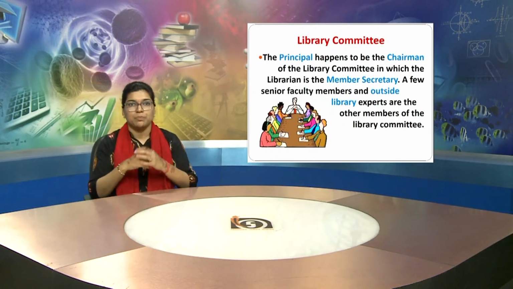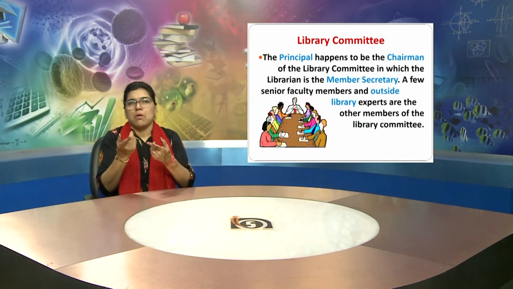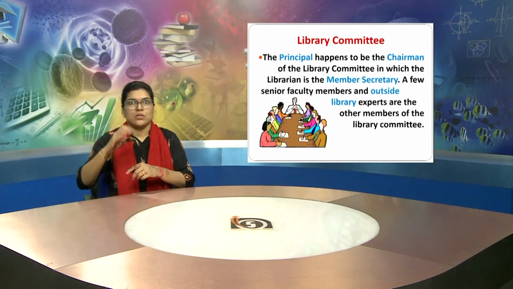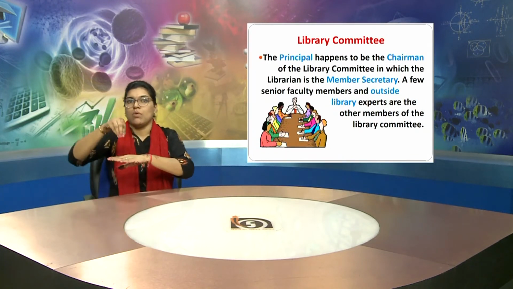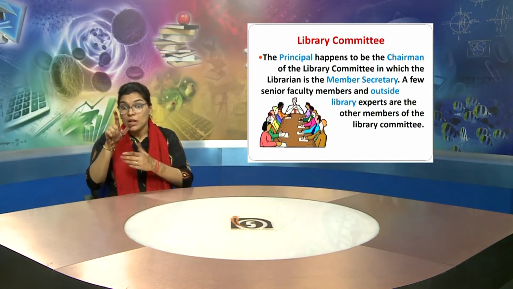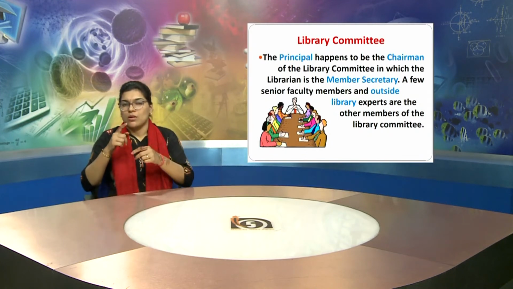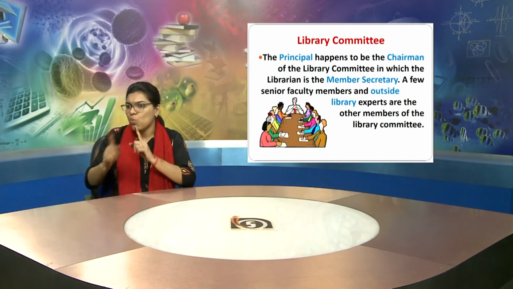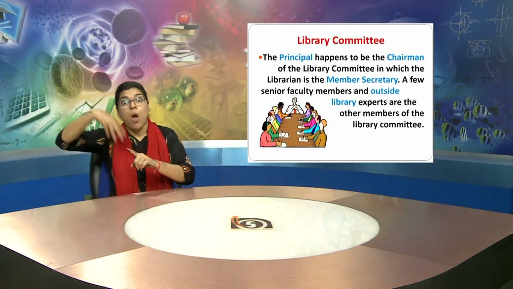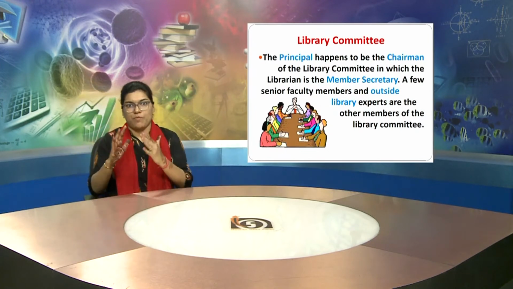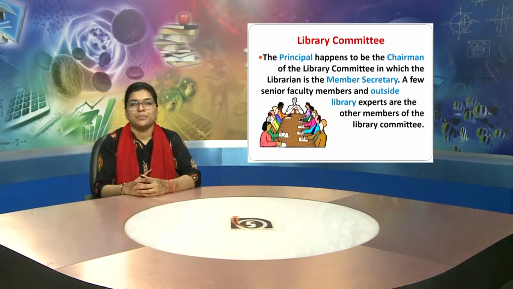Now let us understand the library committee. All library committees have some members, and generally the principal happens to be the chairman of the library committee, in which the librarian is the member secretary. And a senior faculty member and outside library experts are the other members of the library committee.